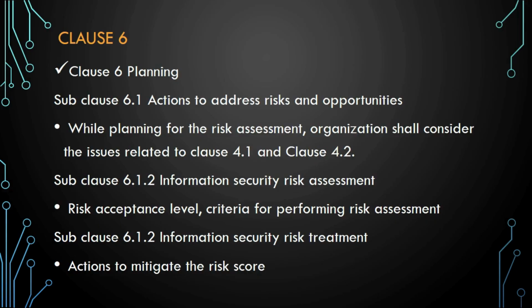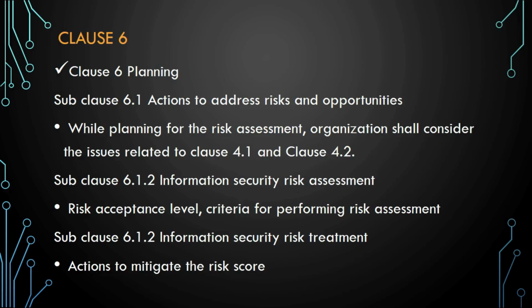If we talk about subclause 6.1, actions to address risks and opportunities, it's more into the planning phase, as I mentioned earlier. While planning your risk assessment at the organization level, you need to consider the clause 4 requirements, that is your 4.1 and 4.2: internal and external issues, and interested party needs and expectations. You need to consider those things in your planning phase as well.